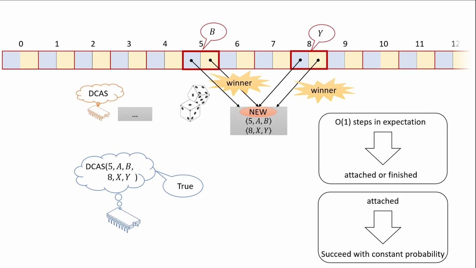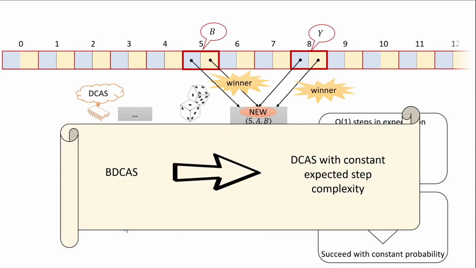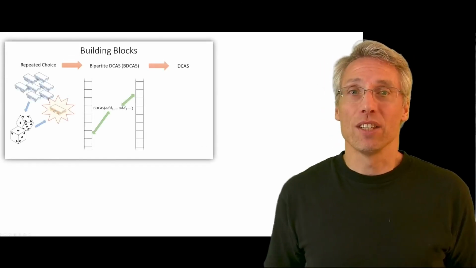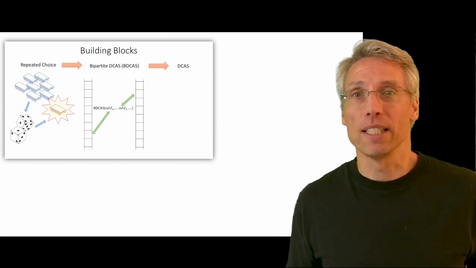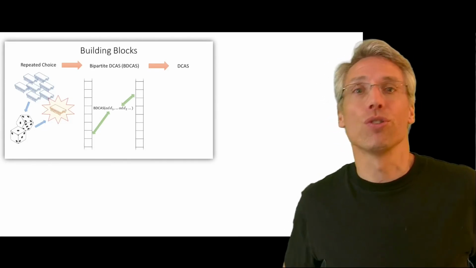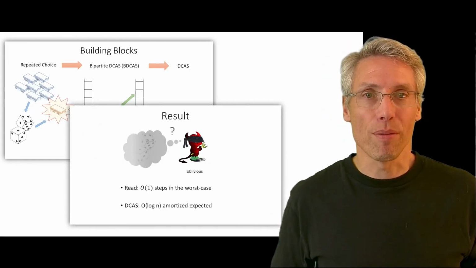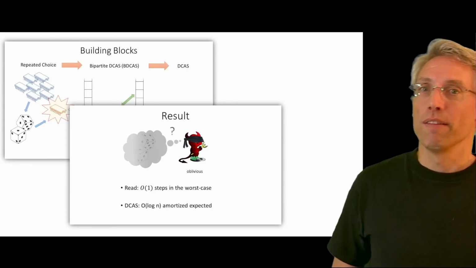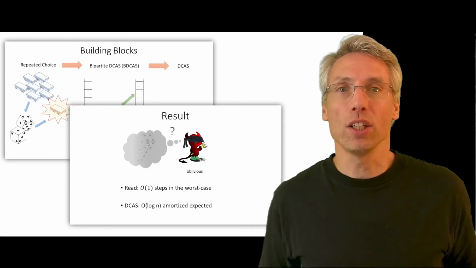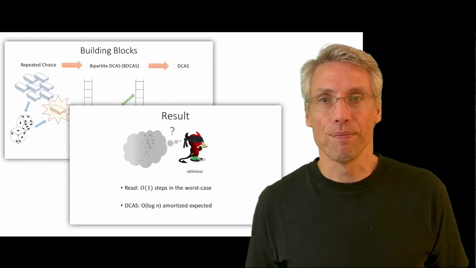Earlier we showed that in constant expected time we can either attach our descriptor or return false. Thus, using a BDCAS array, we can implement a DCAS array with constant expected step complexity. So, I have shown you how to use a repeated choice object in order to obtain a randomized BDCAS object, which can then be used to obtain a DCAS object. As a result, we can implement a DCAS algorithm from read, write, and CAS operations, where DCAS operations have O(log n) complexity against the oblivious adversary.